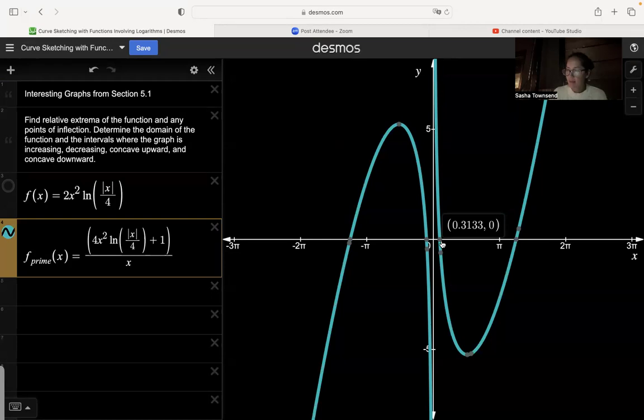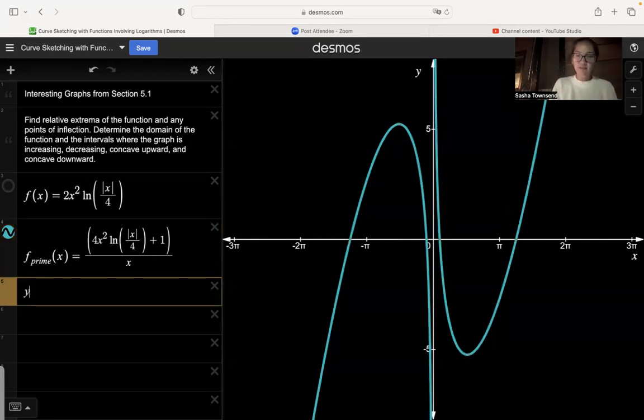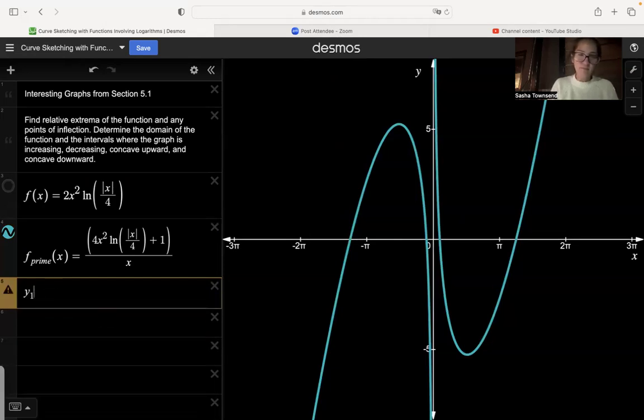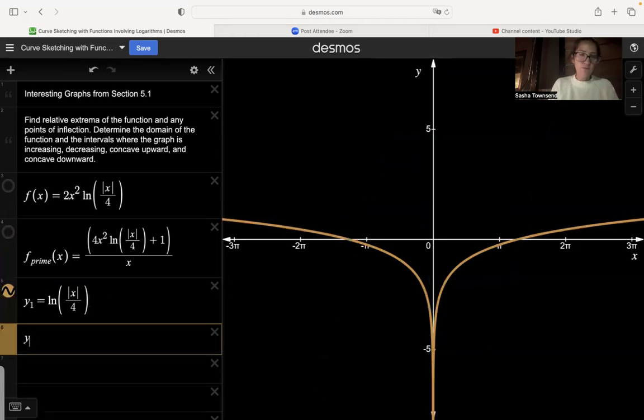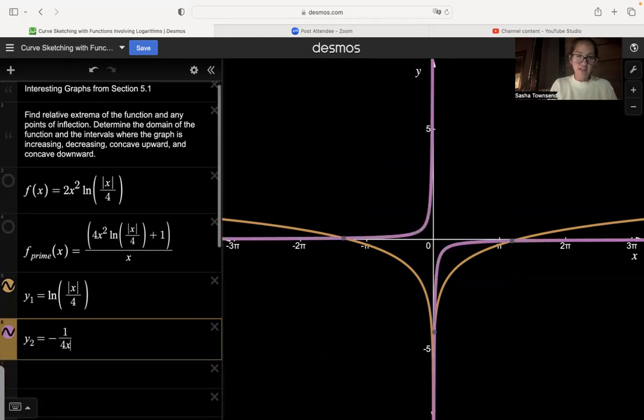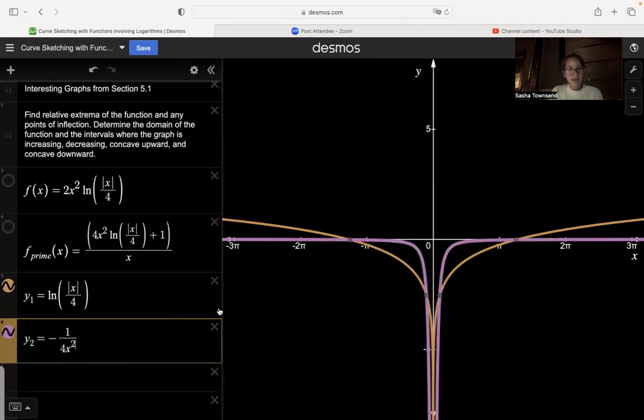You might say, how do you know that? Well, it's whenever the natural log of the absolute value of 1/4 x is equal to -1 divided by 4x squared. So if we take this numerator and say, when is that numerator equal to 0? We could graph it, or we could just graph, let's say y1 is natural log of the absolute value of x divided by 4. And y sub 2 is that -1 divided by 4x squared. And that numerator of f prime is equal to 0 at the points of intersection of those two curves.